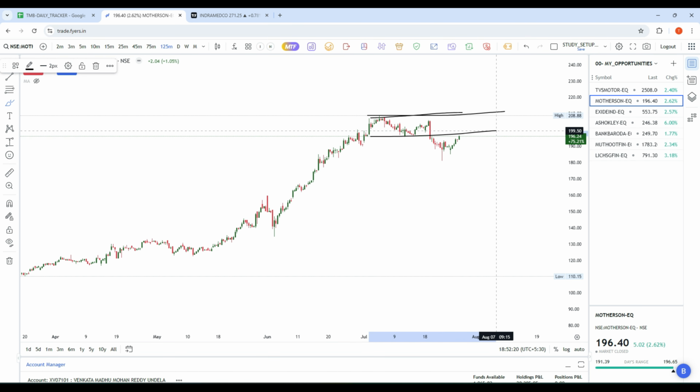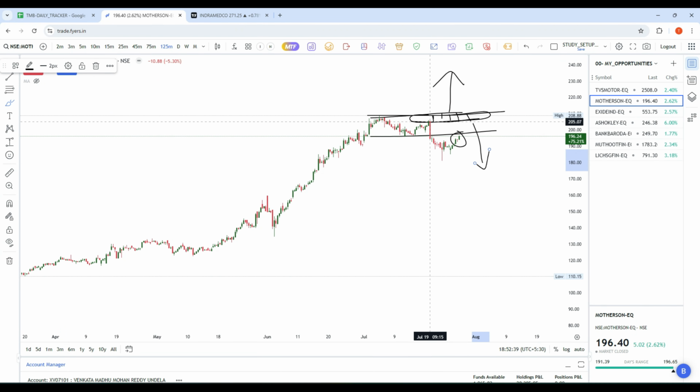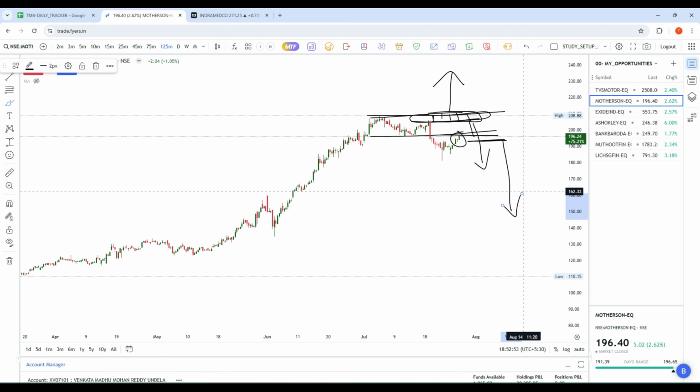Now this is not the place to enter. This zone is the right place. If it comes into this zone, we have to wait to see whether after this zone it is going to go up or go down. Once it comes here, look at the price action. Let it come down here. The moment a candle closes below this, you can go for the short. Otherwise there is no trade opportunity.